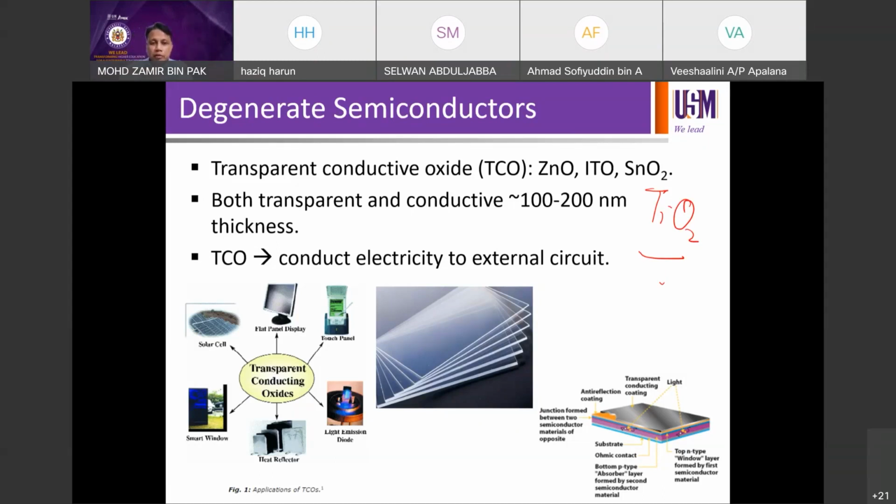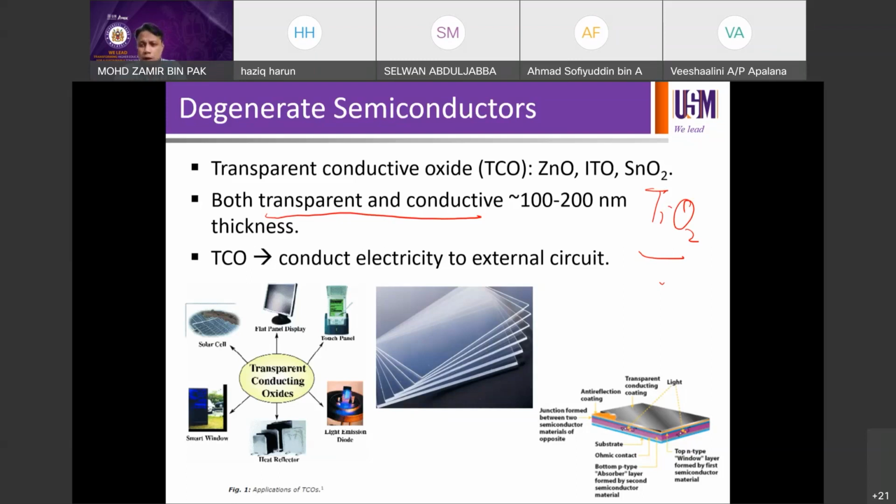So both transparent and conductive to be eligible to be called TCO: TC for transparent and conductive, and O for oxide. So typical thickness is 100, 200 nanometers. This TCO conducts electricity to external circuits, right? So TCOs are being used in many different applications. For example, in solar cells, in flat panel displays, in LEDs, in heat reflectors, in smart windows.